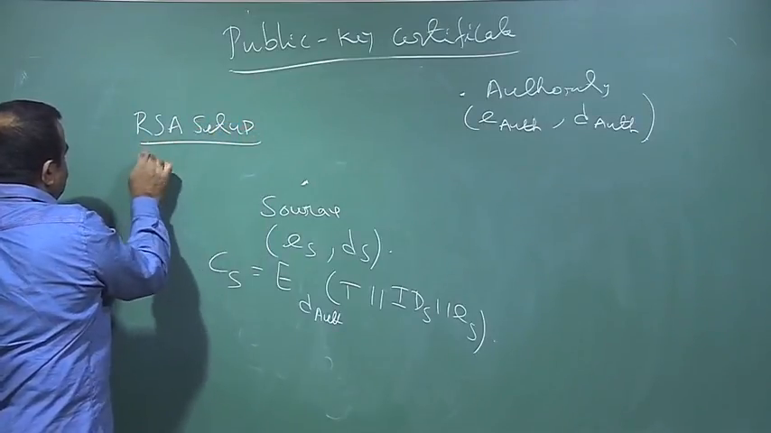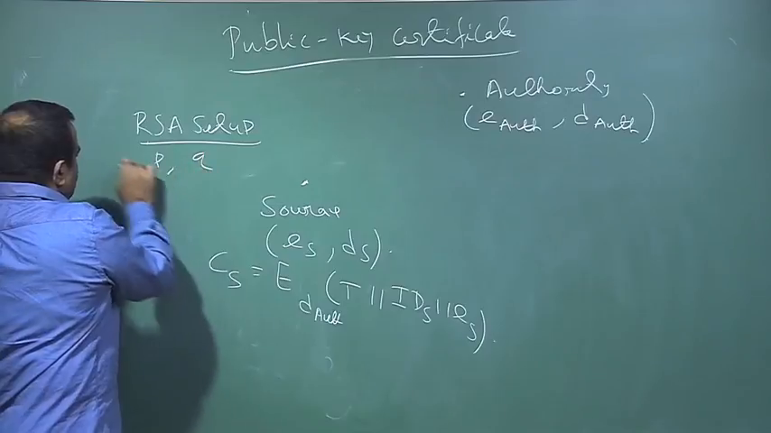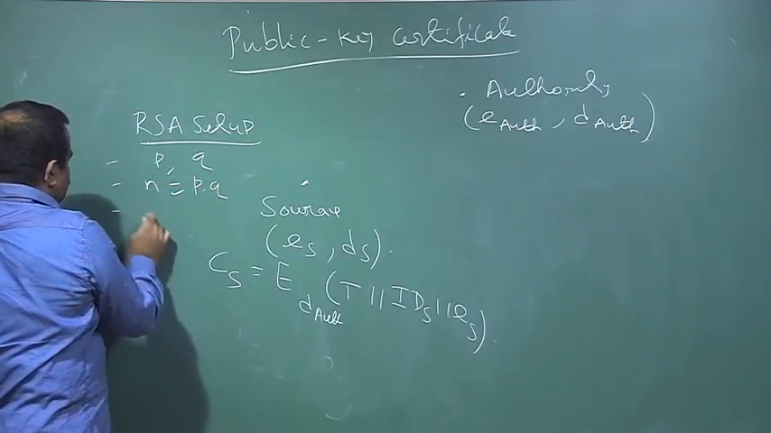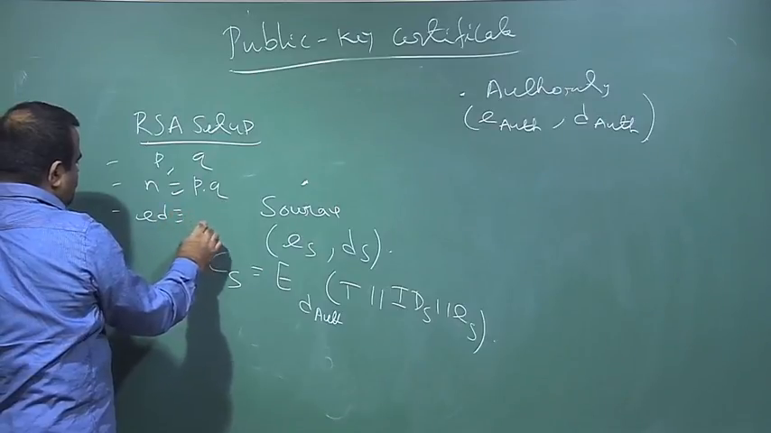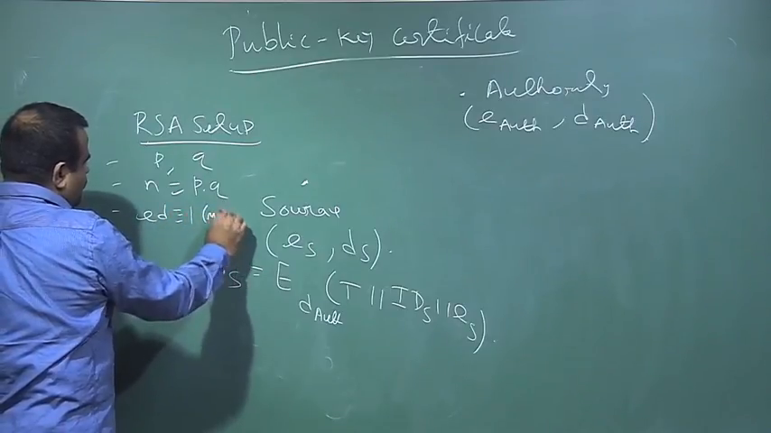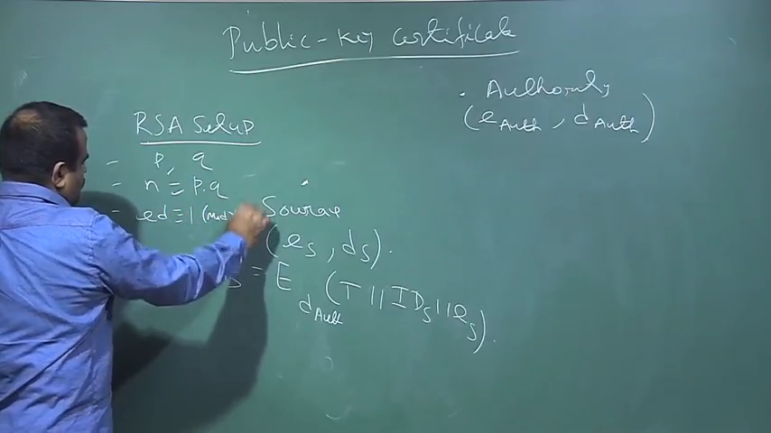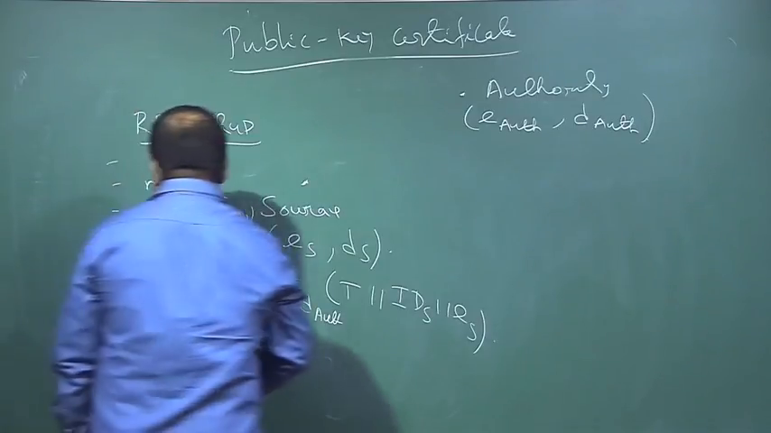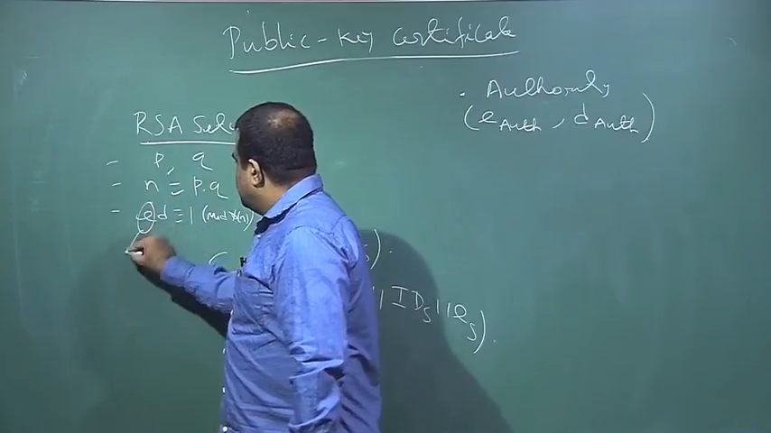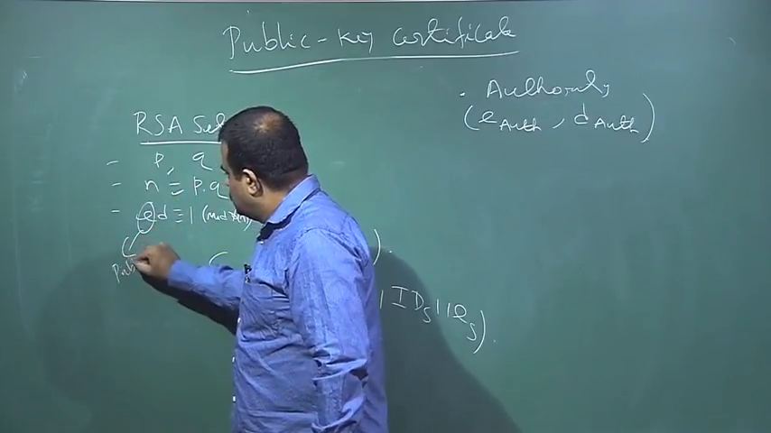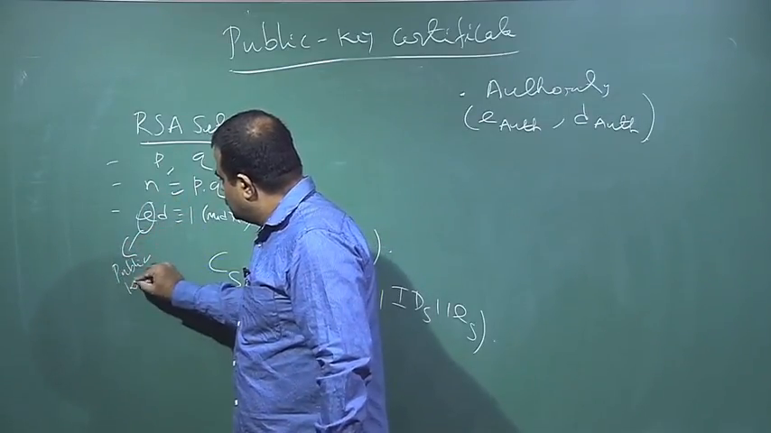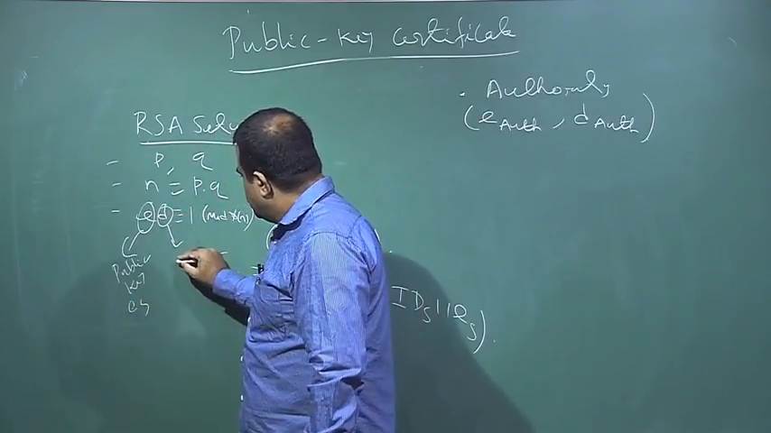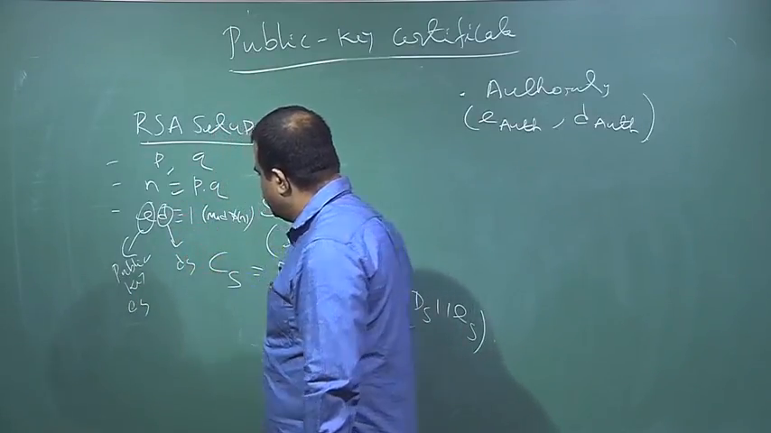So, again I do this: p and q, and then n is equal to p into q. Then I choose e and d such that e·d is congruent to 1 mod phi(n). Phi is basically (p minus 1)(q minus 1). This is my public key, e, and this is my corresponding new secret key.